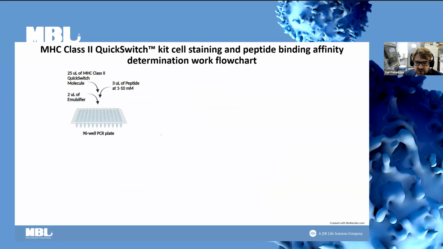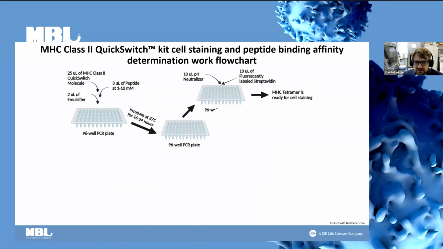Here's a general flow chart for the process of making a QuickSwitch MHC Class 2 tetramer and testing the affinity of the loaded peptide. The only real difference between the Class 1 and Class 2 kits is that the Class 2 kit requires an additional step to make the final tetramer product. So in addition to the exchange, which is going to take place at 37 degrees, a little bit longer than the Class 1, you also have to, once the exchange finishes, add the neutralizer and tetramerize your exchanged MHC molecules before it's ready to stain. And the steps involved in determining the binding affinity of a peptide for the MHC molecules are just like with the Class 1 kit.